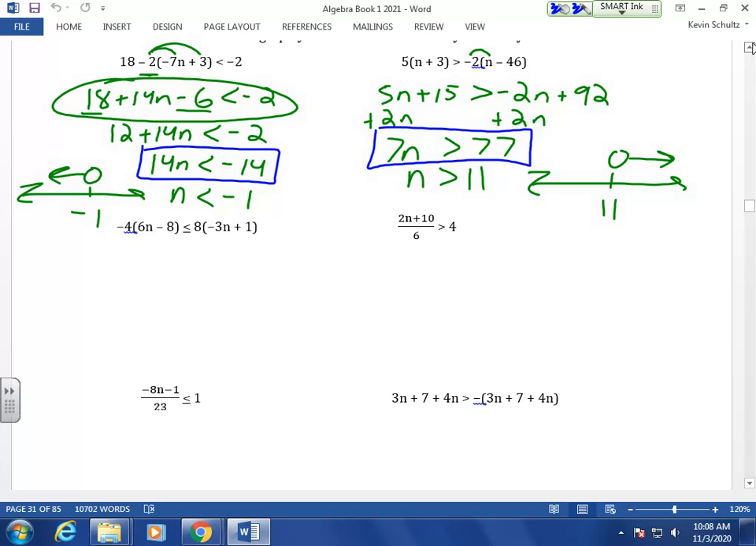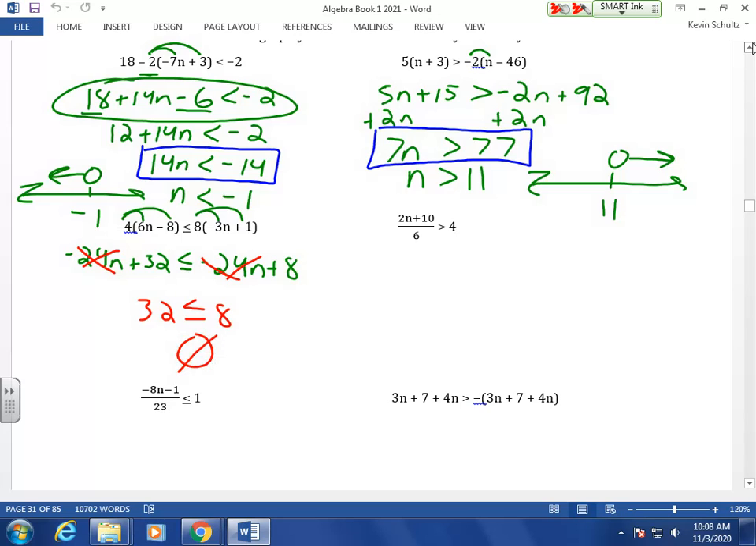Okay. Raise your hand if you did the first one in the second row. Another double distribution. Okay? So for this one, distribute in that -4, and we get -24n plus 32, and that's less than 8 times -3, -24n plus 8. Uh-oh. Is -24n the same as -24n? Yes. So in this case, they will cancel out, and we're left with 32 is less than or equal to 8. Not true. Therefore, no solution. Okay?